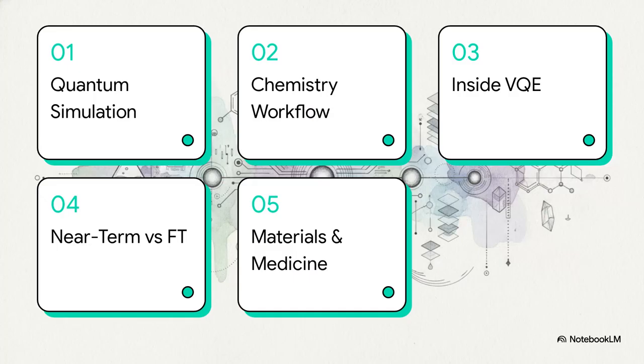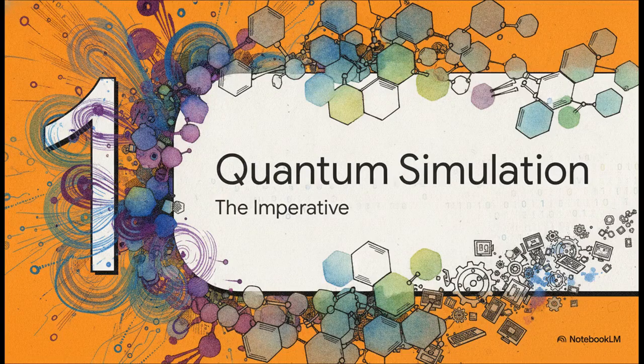Here's the roadmap for today's explainer. First, the quantum simulation imperative. Second, the quantum chemistry workflow. Third, we'll go inside the VQE algorithm. Fourth, near-term versus fault-tolerant systems. And finally, engineering materials and medicines. Part 1. The quantum simulation imperative.